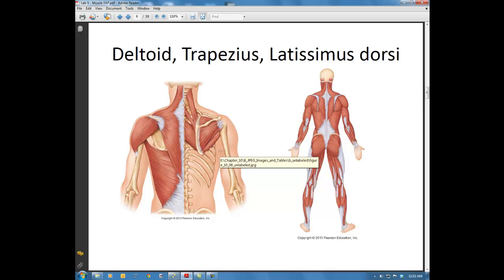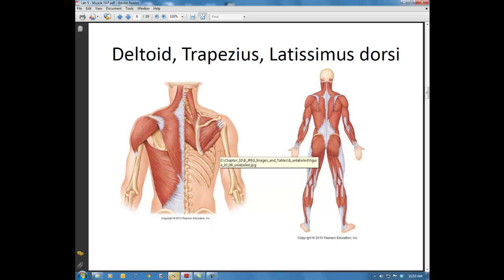So flex means to decrease the angle of a joint. Extend means to increase the angle of a joint. For example, if I'm flexing my knee, that means I am kicking my leg backward, bending my knee back behind me. That would be flexing the knee. Extending the knee would be when you straighten your leg. That's extending, because you're increasing that angle, bringing that lower leg further from your body. So it's important that you know what flex and extend mean.